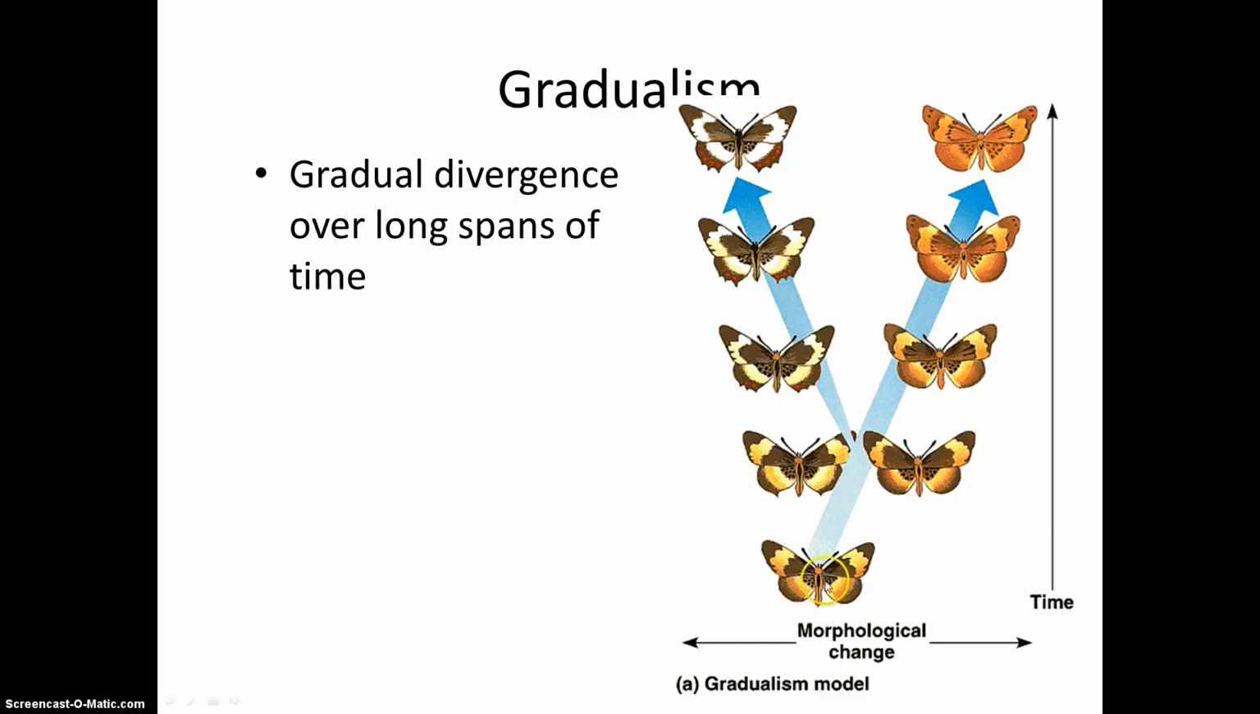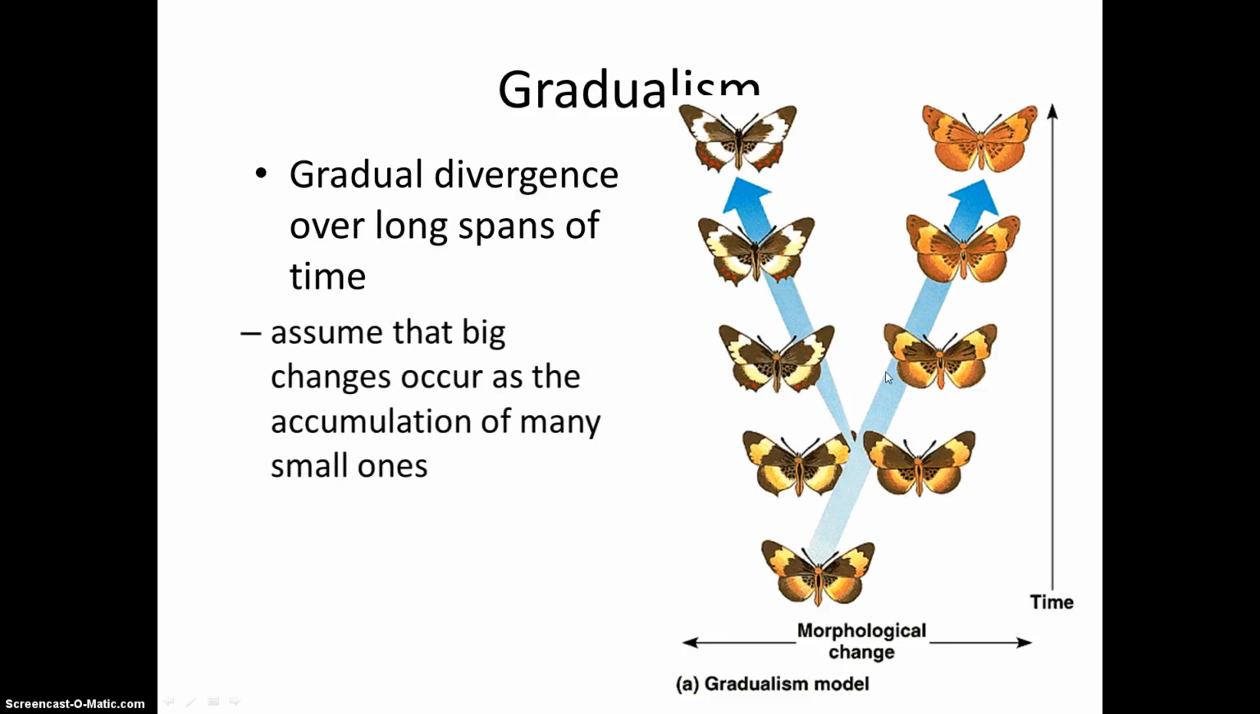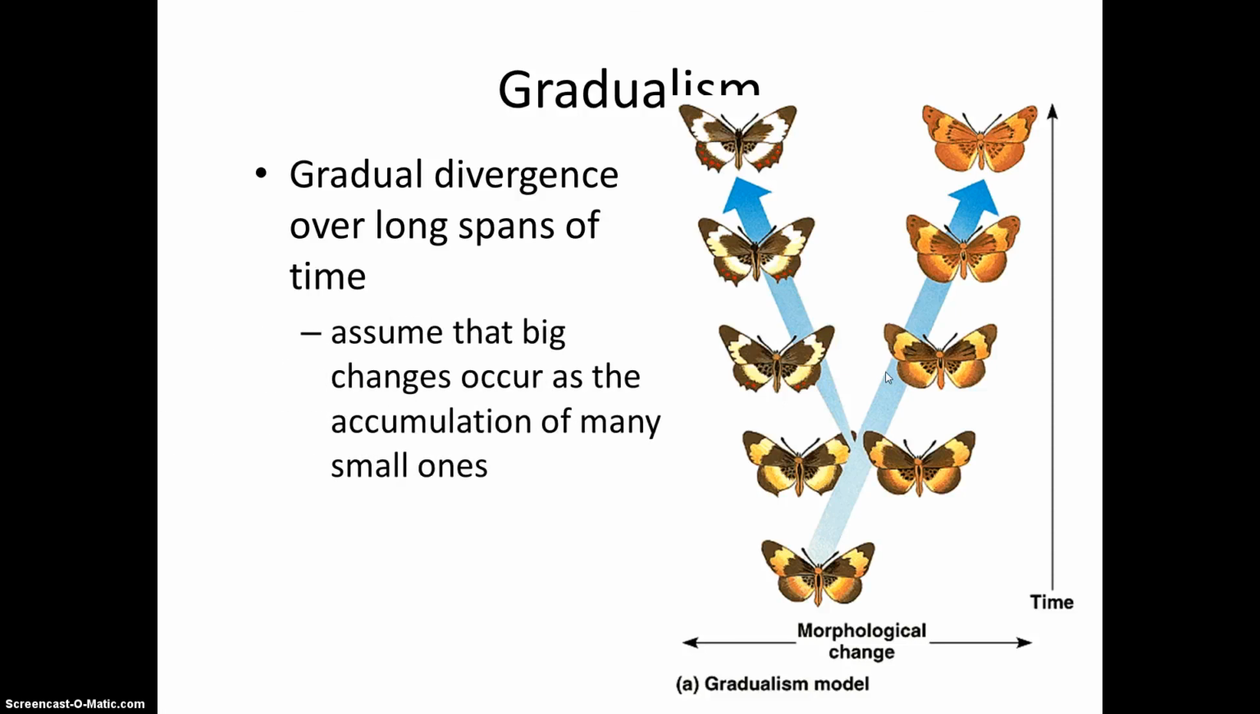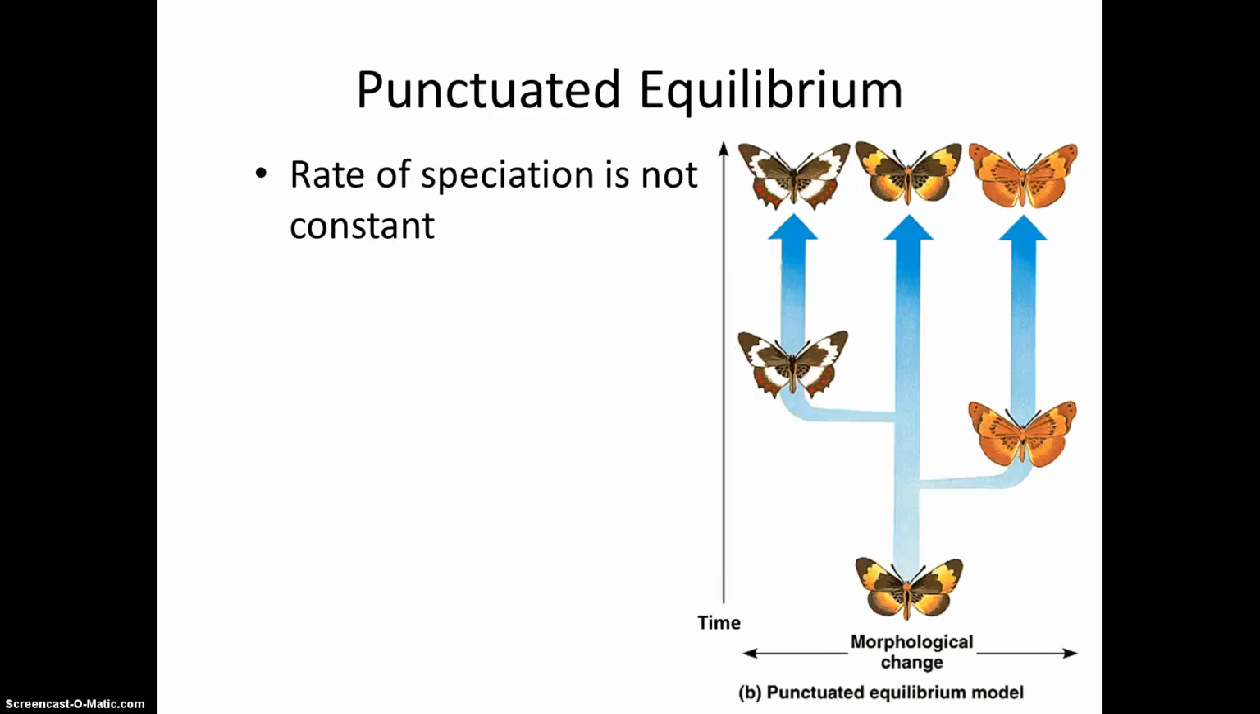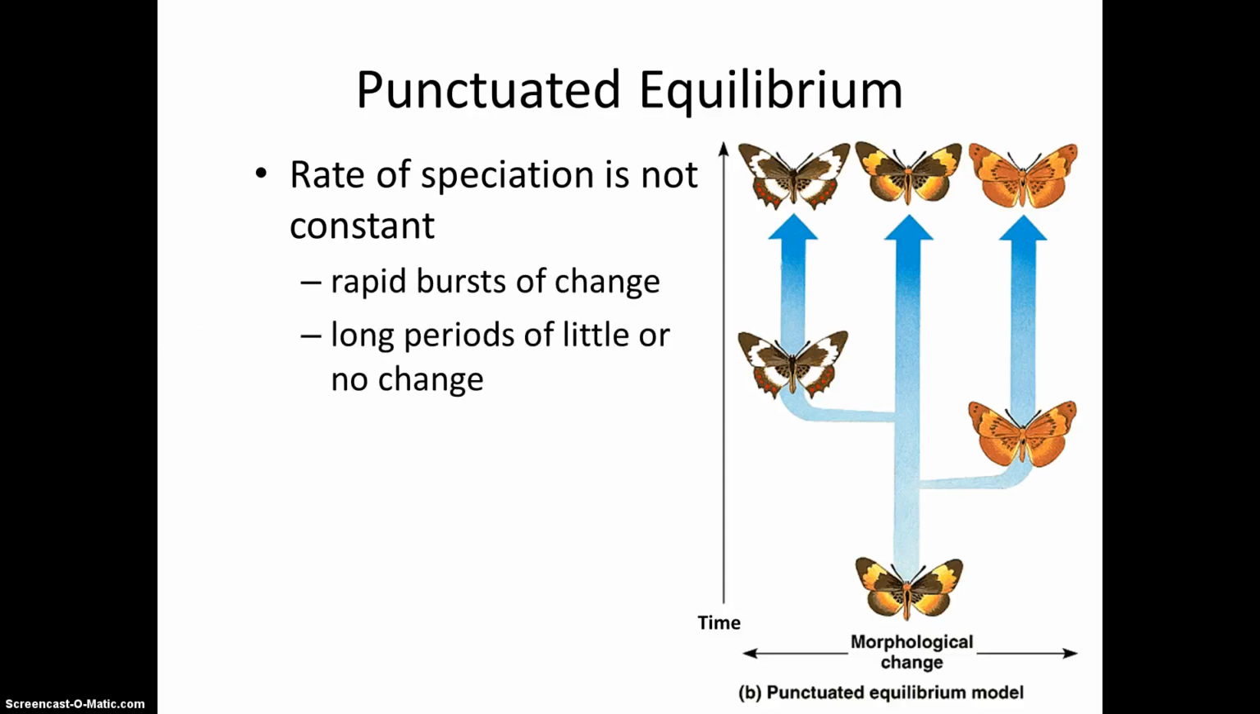So small morphological changes over a long period of time will very slowly separate this species of moth into two distinct species. It assumes that big changes occur as the accumulation of many small ones. So you can see over time there are very tiny little changes that lead to this new species, or two new species. Punctuated equilibrium, on the other hand, states that the rate of speciation is not constant at all, and instead is rapid bursts of change over short periods of time.